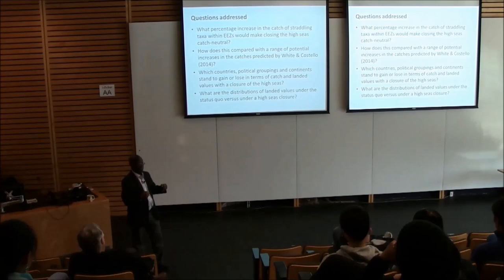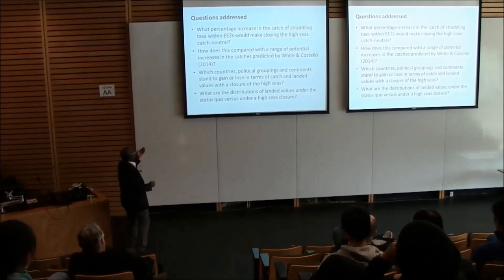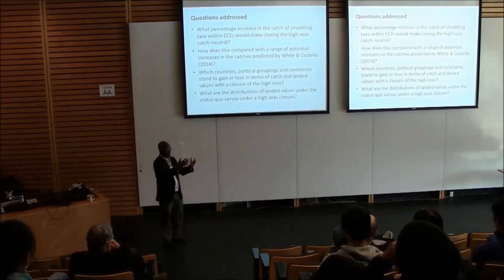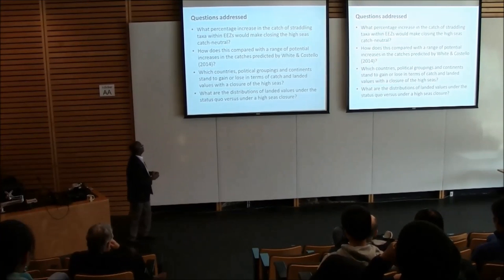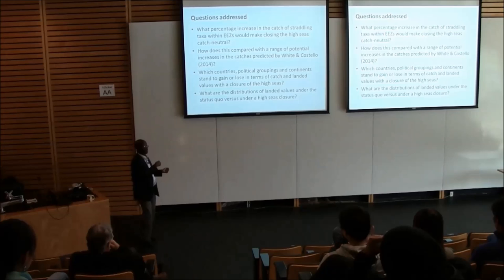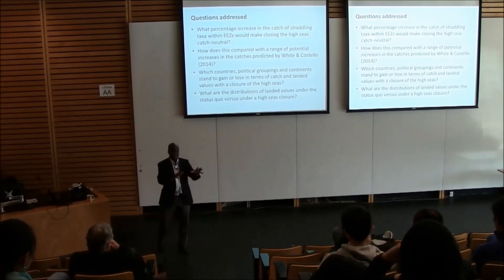So our point is, if our catch neutral percentage is way out of the range, then this doesn't make sense in terms of food security. And if it is reasonably within the range, yeah, maybe. So that was the point there. And then we go into the politics, because if it is good for the world, how good is it for you? Yeah. And so you have to go there. So we looked at which countries, political groupings, and continents don't lose, and then what is the distribution, how would that change? So.